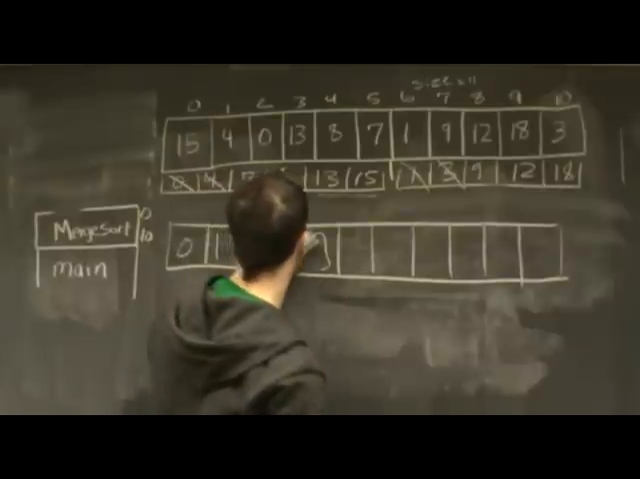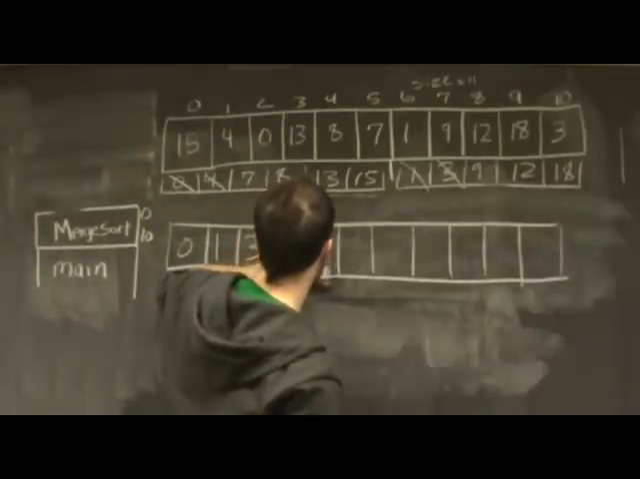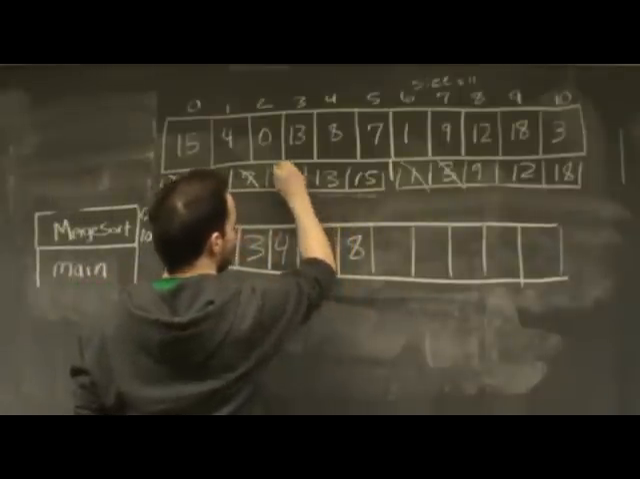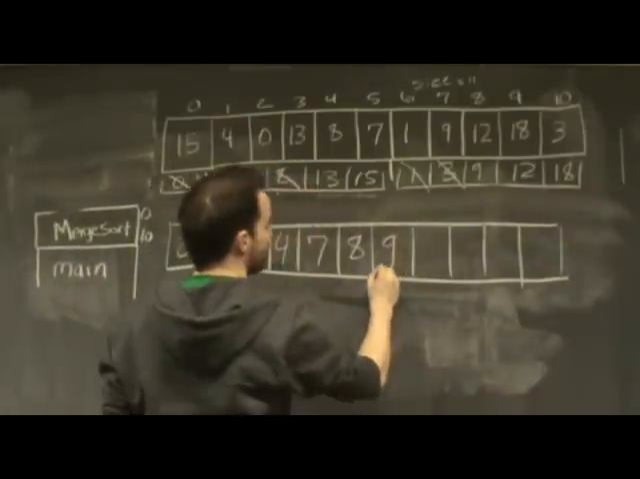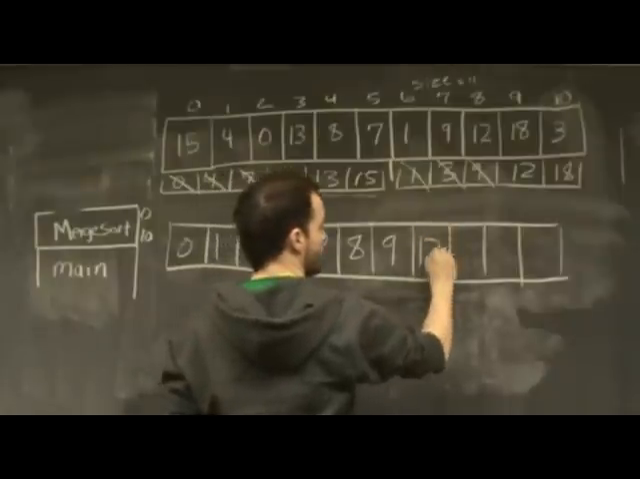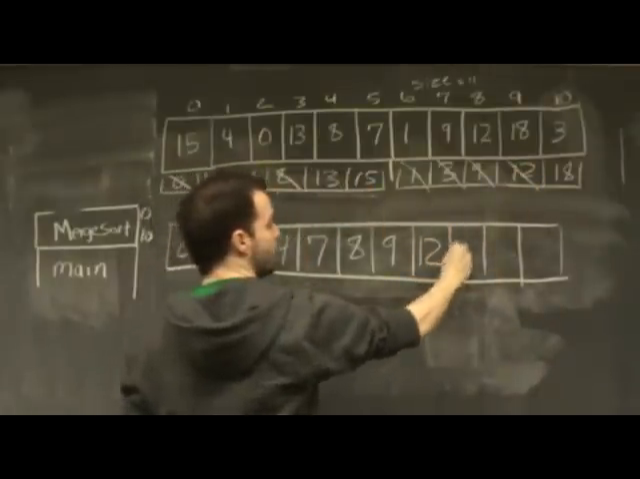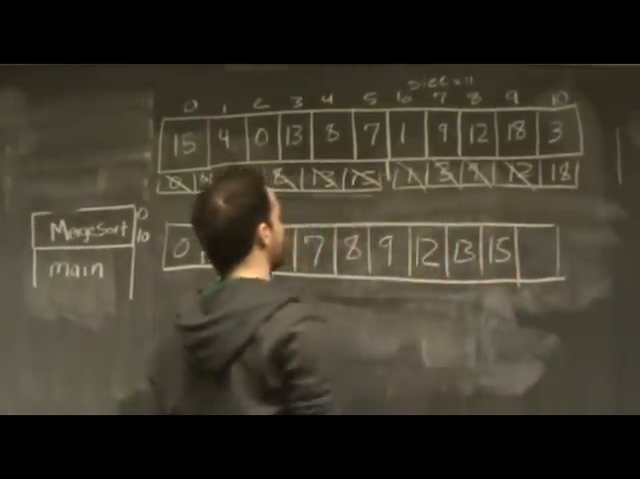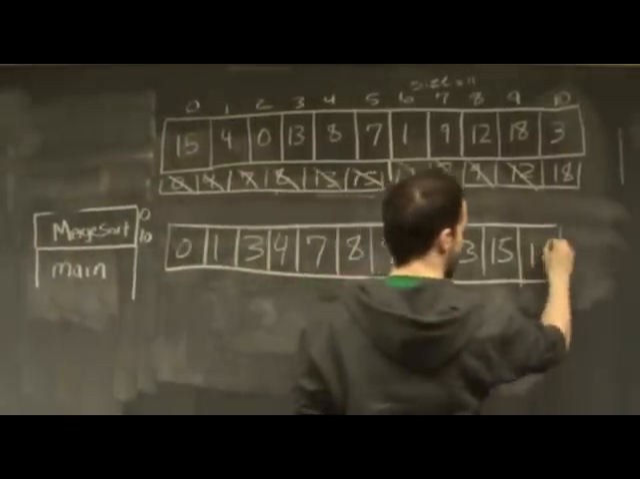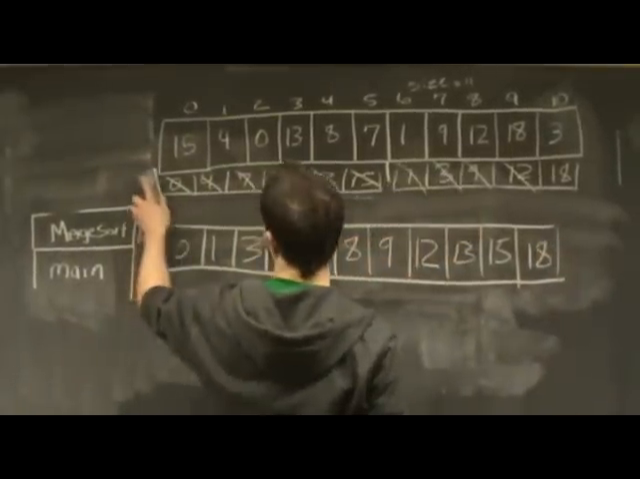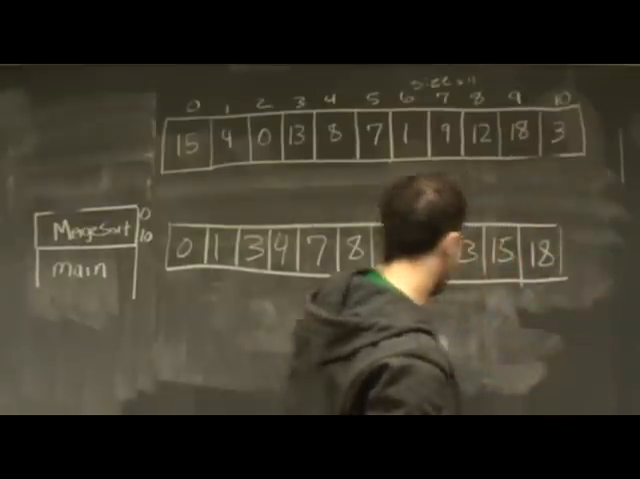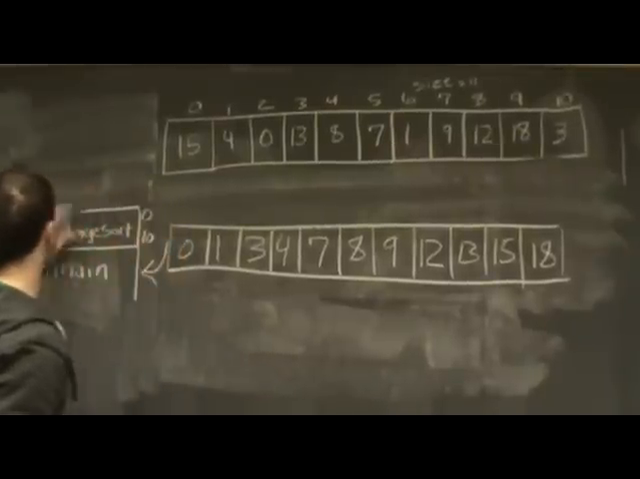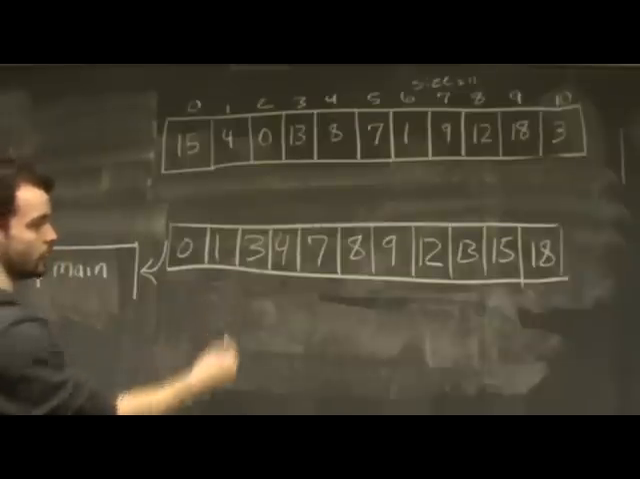That was the worst 7 I think I've ever drawn in my entire life. 7, better. 8 and 9, 8. 13 and 9, 9. 12 and 13, 12. 13 and 18, 13. 15 and 18, 15. And then we're out of elements on our left side, so we'll go ahead and copy the remaining elements from the right side. And now we have returned this array back to main. This is off the stack, and we have a completely sorted array.